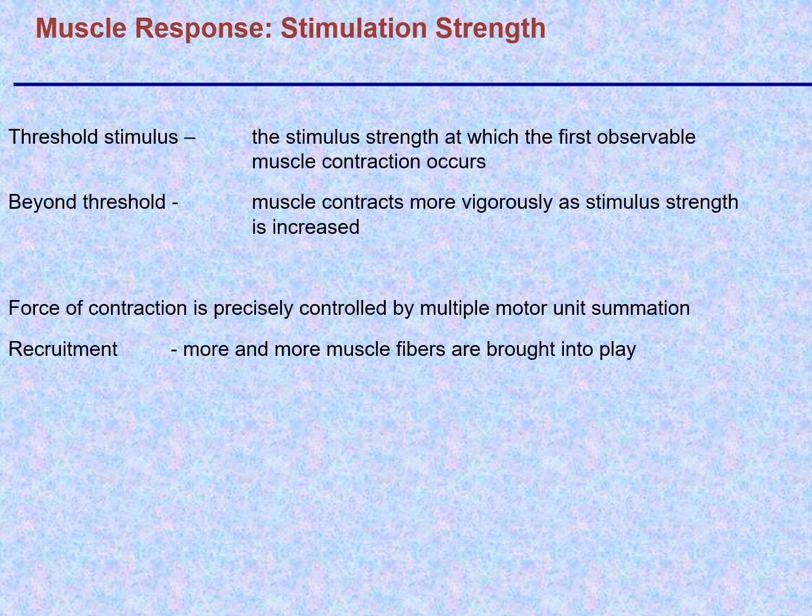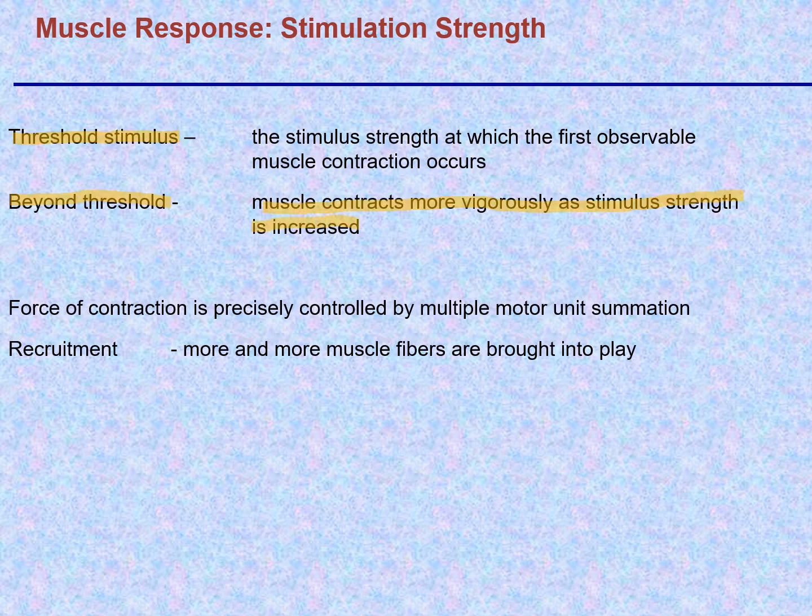Now, as I said, when you stimulate, if you give too small a stimulus, you won't get anything. You won't trigger any kind of contraction at all. Once you hit threshold and you get contraction, that's the threshold stimulus required to see a first observable muscle contraction. If you stimulate at a higher level, you'll get more vigorous contraction as the stimulus strength is increased.